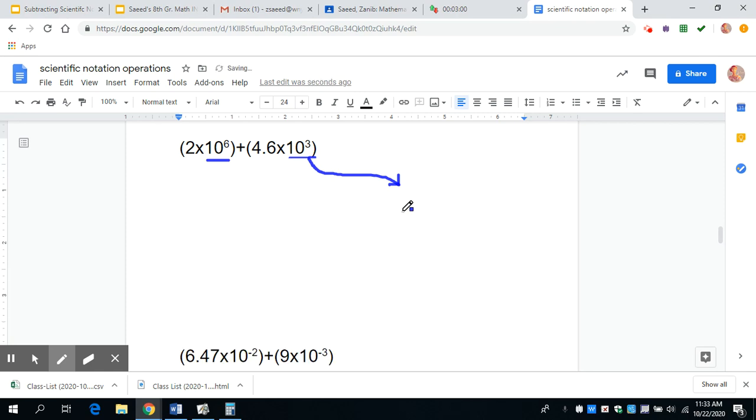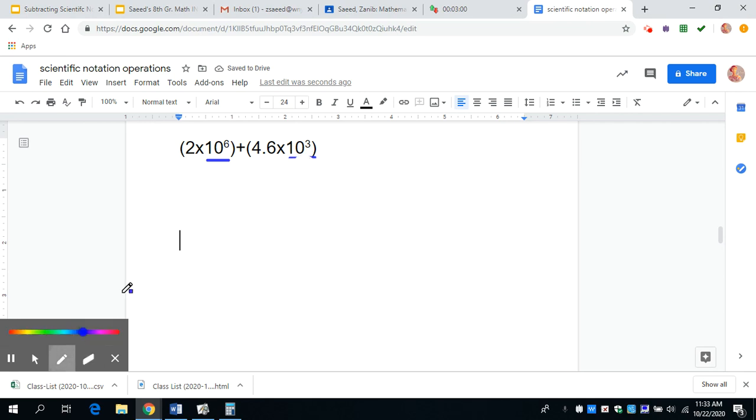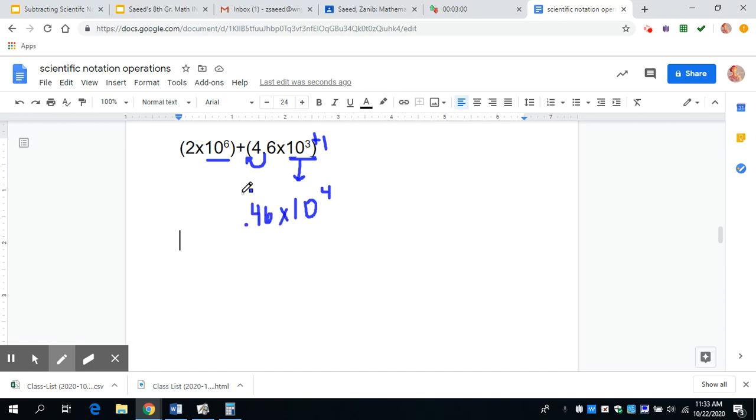Okay? So what I want you guys to do is, actually I'm going to erase that, and I'm going to put this down here. So this is going to turn into 10 to the fourth power, meaning we are adding a 1. And whenever you add to your exponent, that means you're moving your decimal to the left. This is in your interactive notebook as well, guys, okay? So that means this is going to be 0.46, and we're still adding it to this one up here, which is a 2 times 10 to the 6th power.